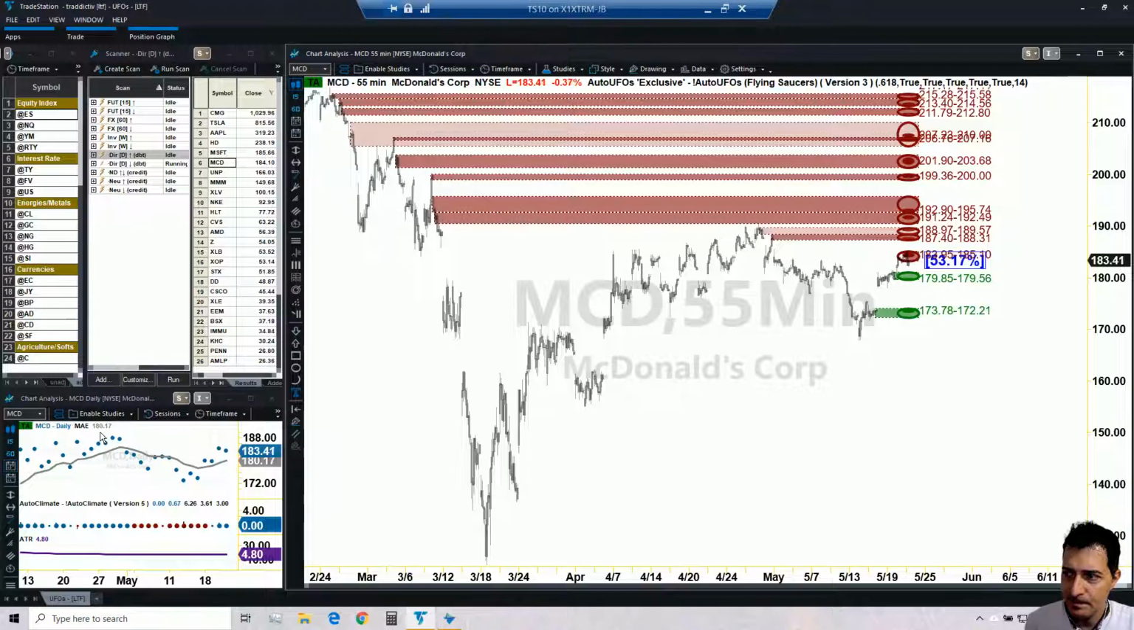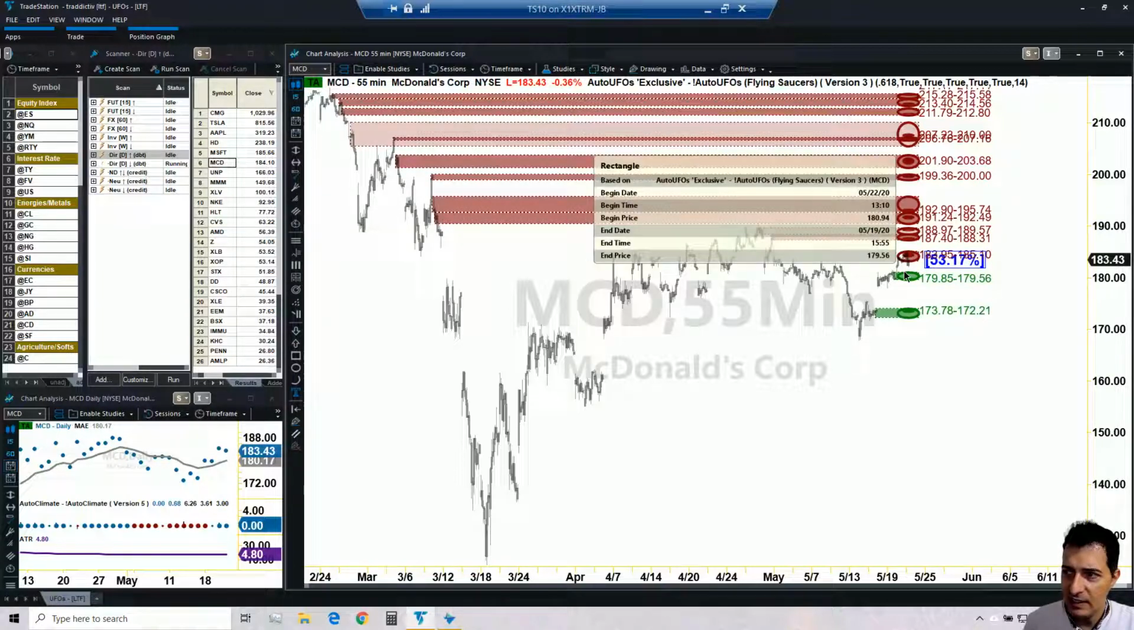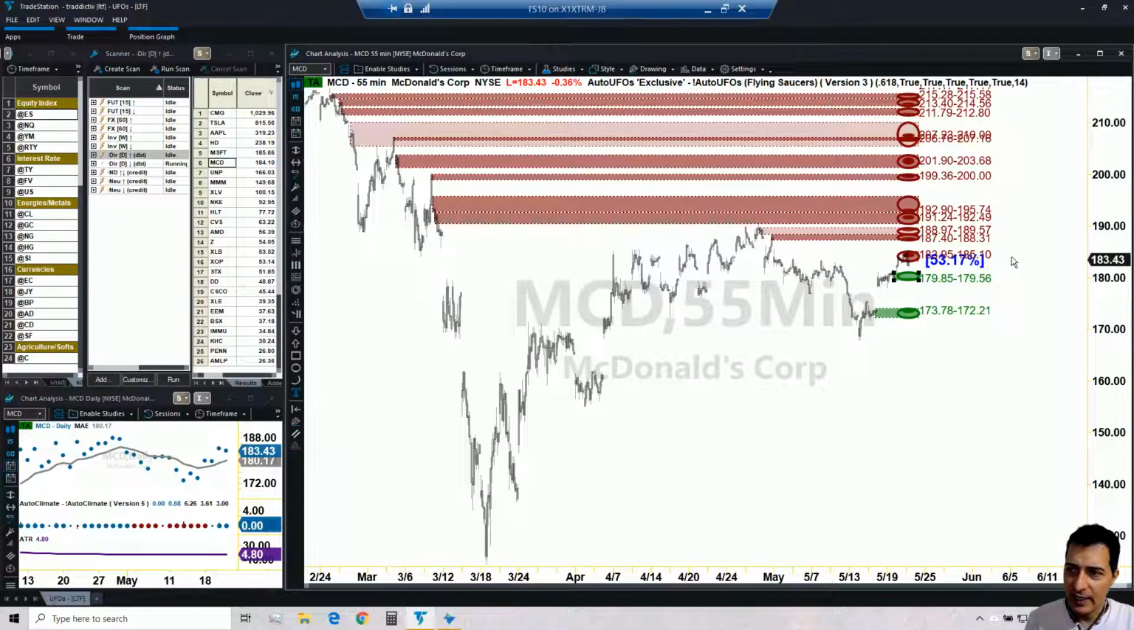How do you call it? 50%. And our reference point is 180.17. Okay, so 180.17, I believe, falls perfectly inside that UFO that begins at 180.94, as you can see here. Okay, 180.94. So McDonald's seems to provide a valid setup.